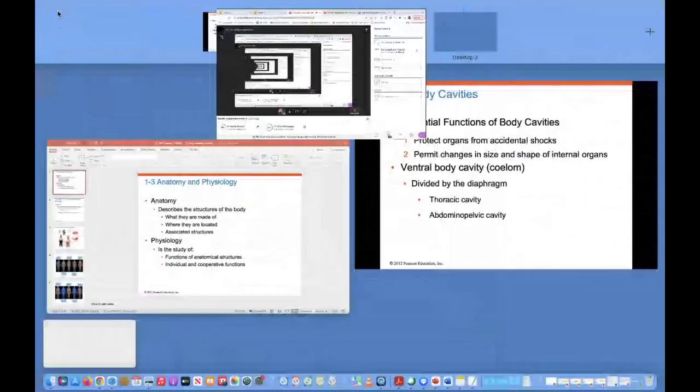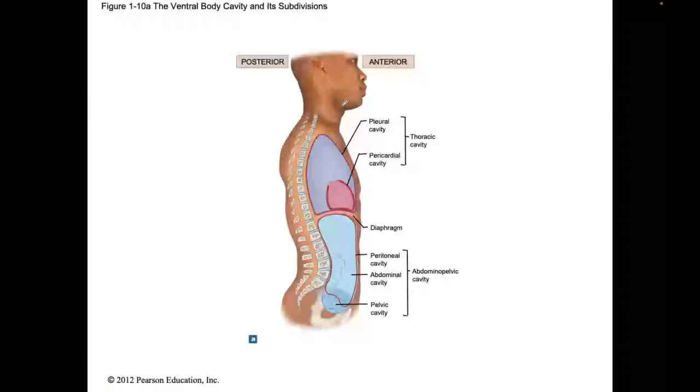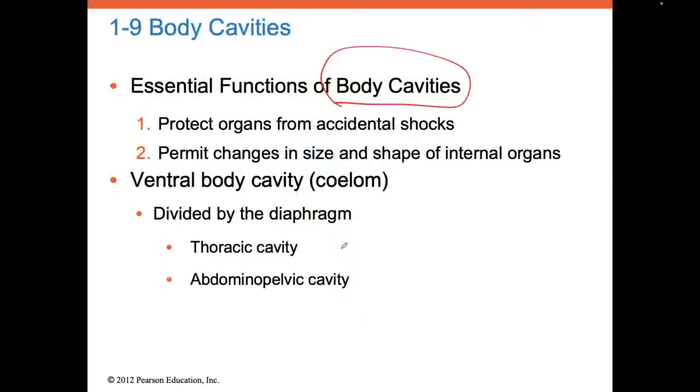Welcome back, class. In this next short section, we're just going to be looking at body cavities, right? What do we mean by body cavities? You can see here within the body, it looks like we have a thoracic cavity and an abdominal pelvic cavity that are going to be storing or housing different organs. Okay, so think of it that way.